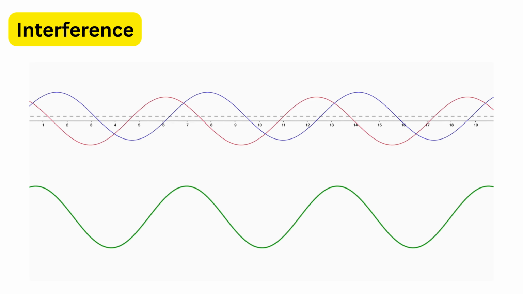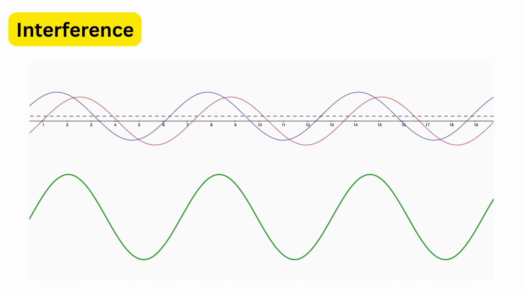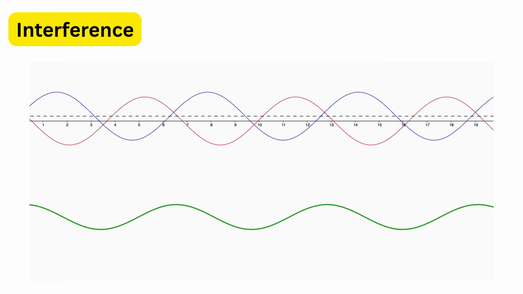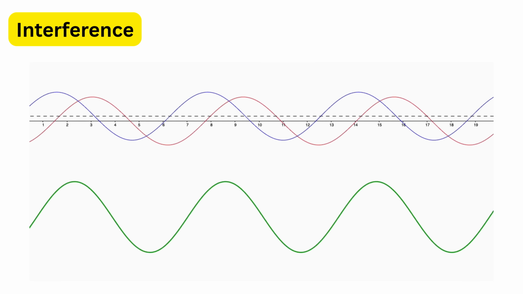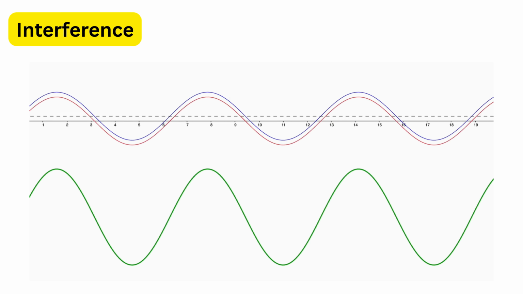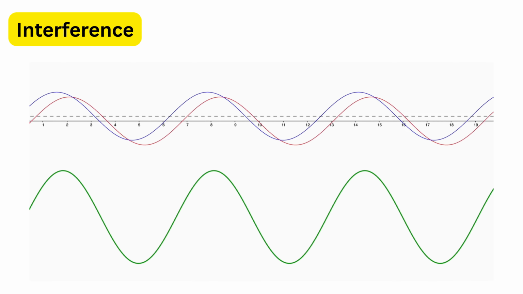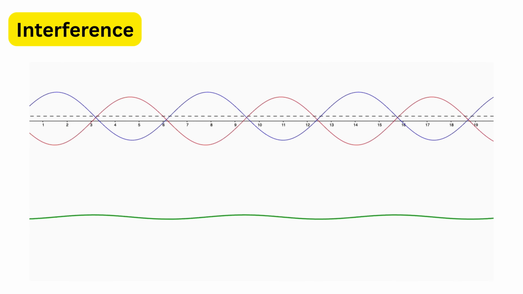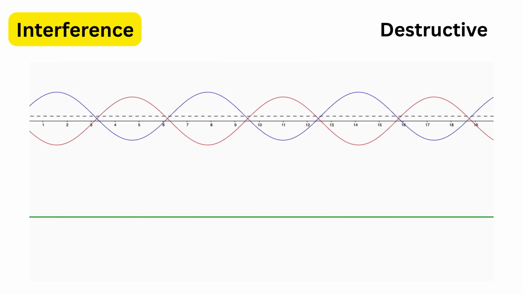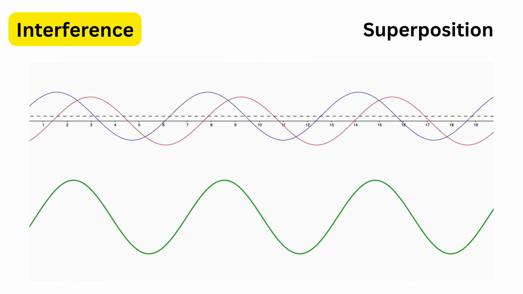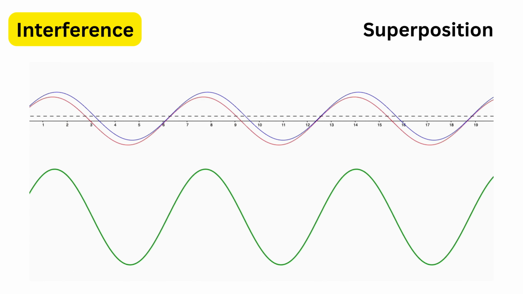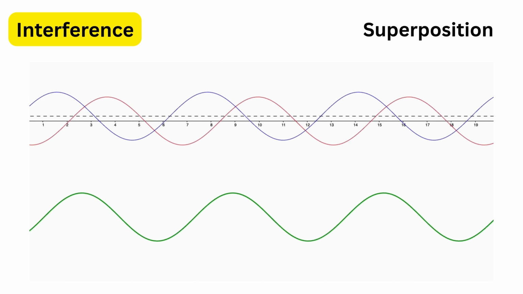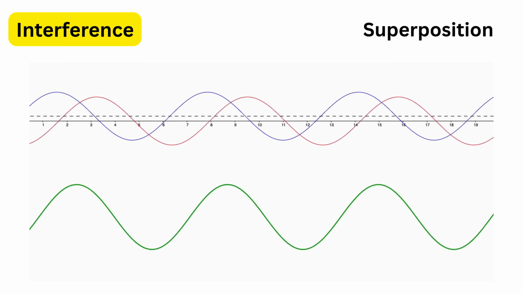Depending on how their crests and troughs align, basically how their peaks align, they can either strengthen each other or cancel out. When the waves add up and produce a larger effect, it's called constructive interference, and when they oppose each other and reduce the effect, it's called destructive interference. The rule behind this is the principle of superposition, which says that the total effect at any point is just the sum of all the waves meeting there.